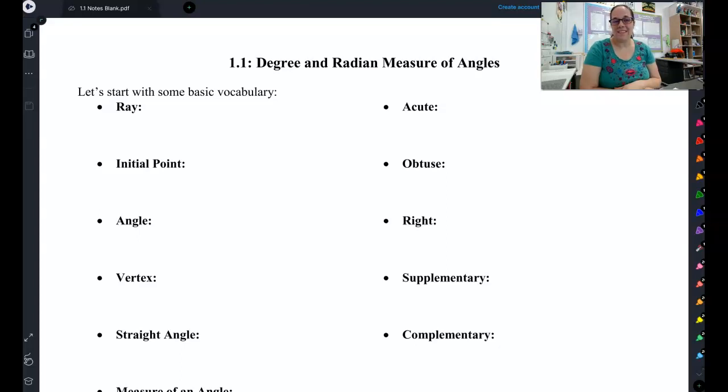Welcome to the first lesson in 1060. Let's start 1060 trigonometry by going over some basic geometry vocabulary. Make sure we're all on the same page before we even get started.